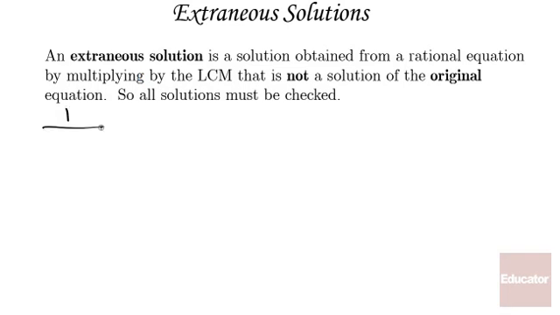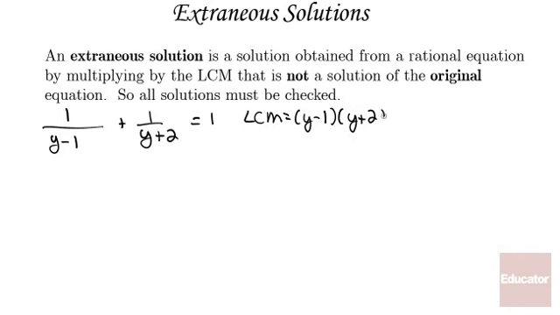Let's explore this a little bit more. If you have 1 over y minus 1 plus 1 over y plus 2 equals 1, and you're asked to solve that, well, you can't use the cross multiplication method because you have this 1 here. You don't just have a rational expression on either side of the equation. So you're going to use the LCM method, where you multiply both sides by y minus 1 times y plus 2. So let's go ahead and do that.